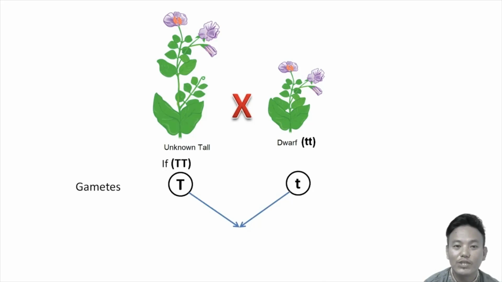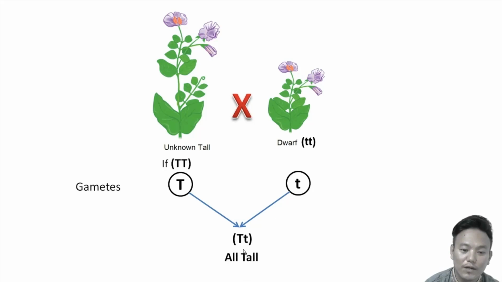And when fertilization happens, the resulting combination in their offspring will be a dominant allele and a recessive allele, that is heterozygous condition. And we know that in case of heterozygous condition, the phenotype of the individuals will be all tall. So over here, if all the offspring were tall, then we can say that this unknown tall pea plant is homozygous dominant.